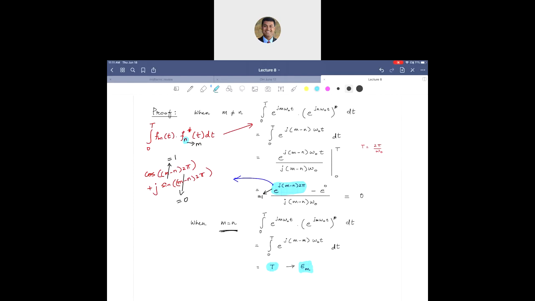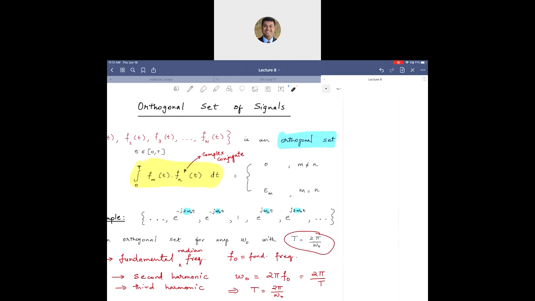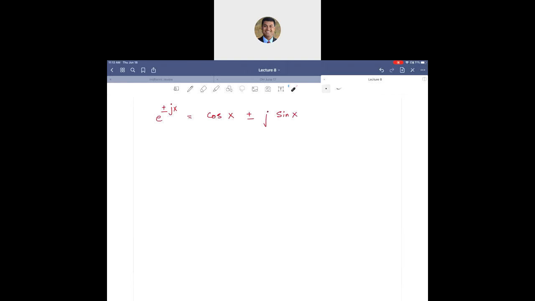So when it was not equal, you got a 0. When it was equal, you got a finite value. That satisfies the condition of orthogonality. Hence, I can claim that the statement I made about this set of complex exponentials is in fact orthogonal. All right, let's move on here. After the proof, we looked at Euler's identity.